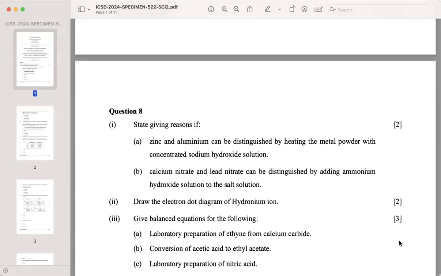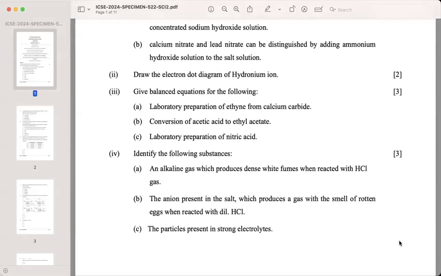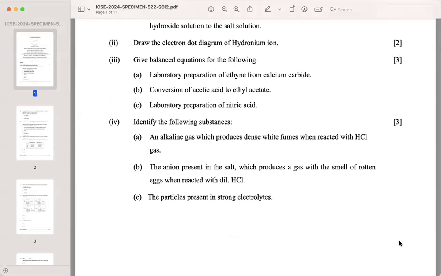Draw the diagram of hydronium ion. I've already told you that either hydronium or ammonium ion will definitely come in the paper because only two examples are there for coordinate bond. So you will draw the electron dot structure of H3O+ and please show the coordinate bond with the help of an arrow. Give balanced equations for the following.